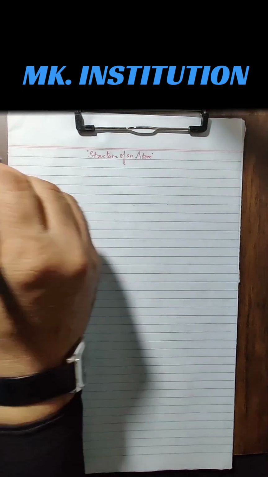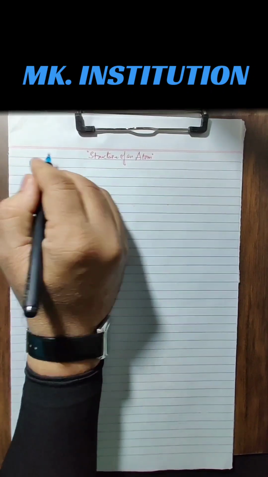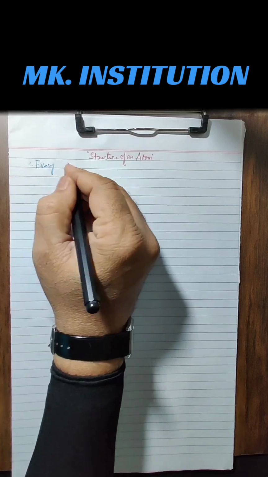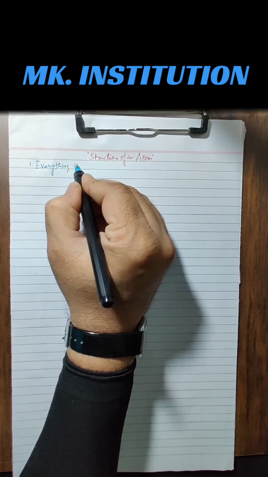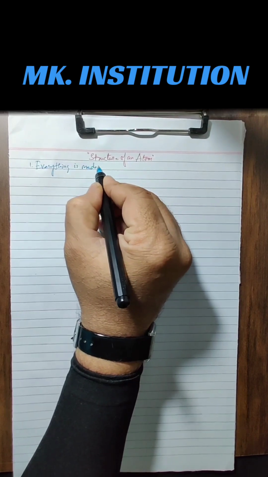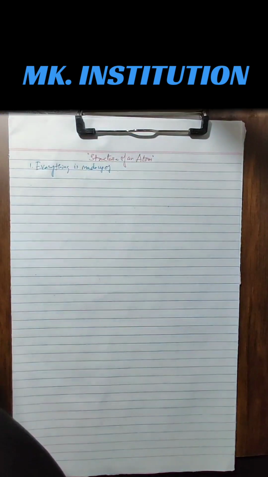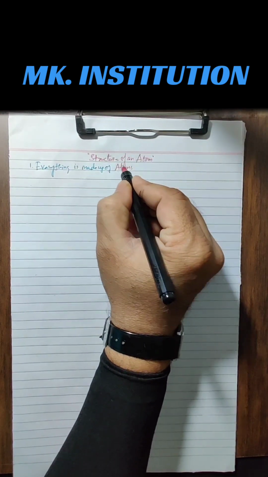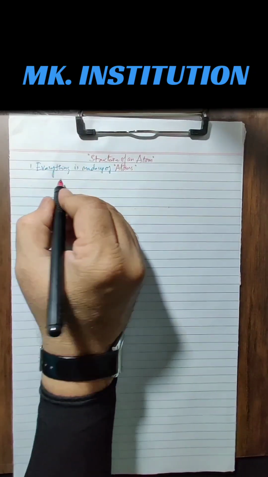So, the first point of this, you can write: everything is made up of atoms. Everything, maybe it's a living thing or non-living thing, they are made up of atoms.